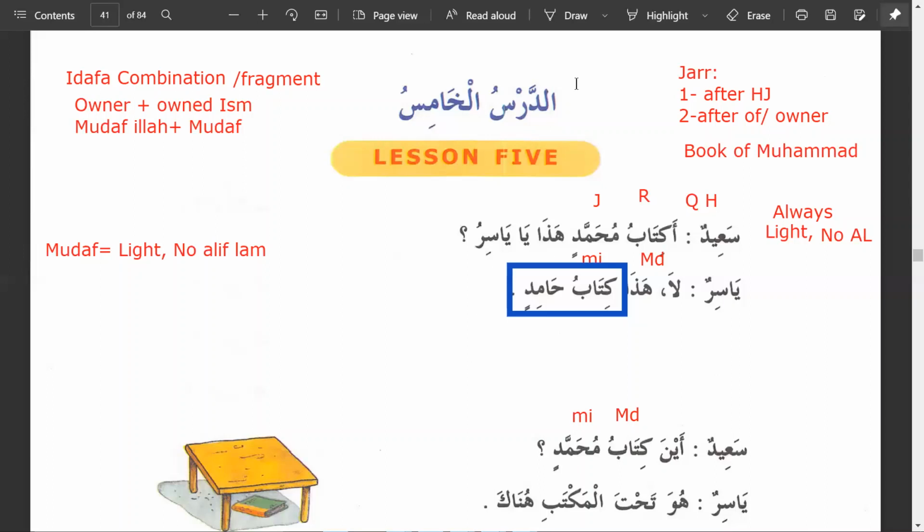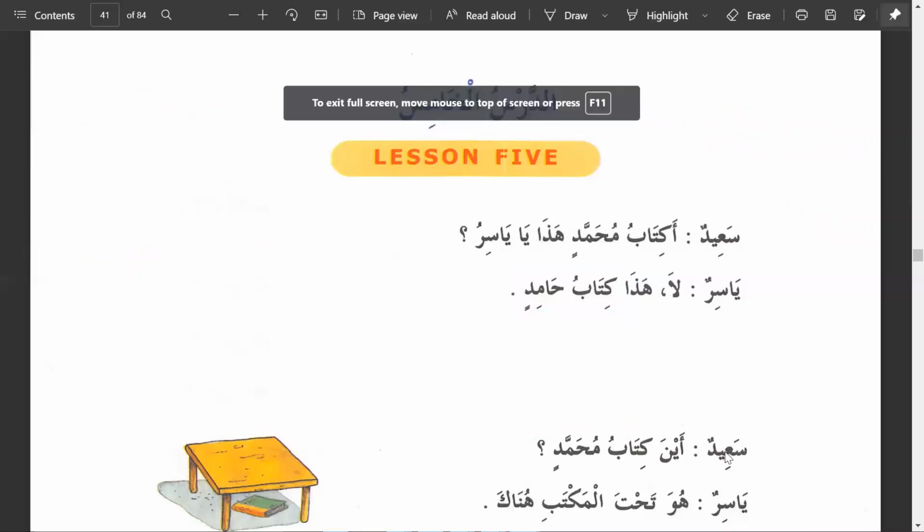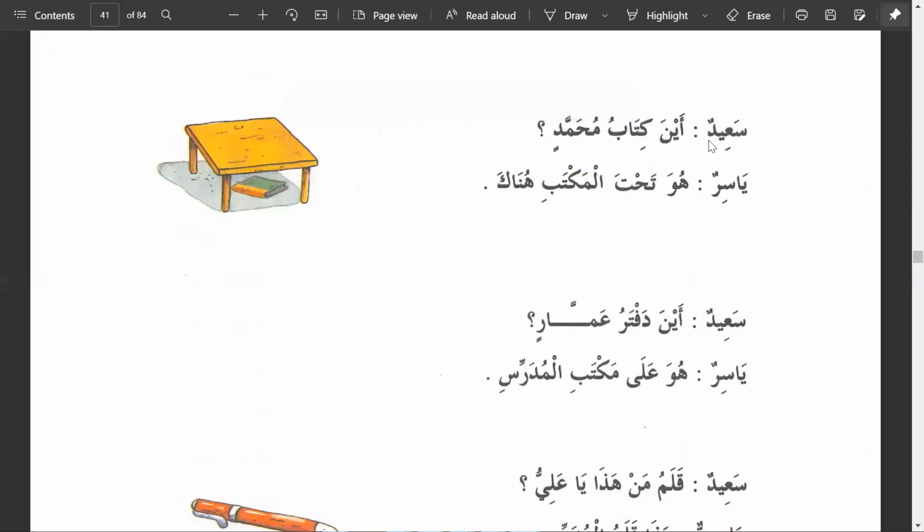Let me go further down. Sayyidun asks, Aina Kitabu Muhammadin? Where is the book of Muhammad? Yasir, what did he reply? What did he say? Yasirun huwa tahtal maktabi hunaka. Let me tell you, this hunaka means over there. Okay?